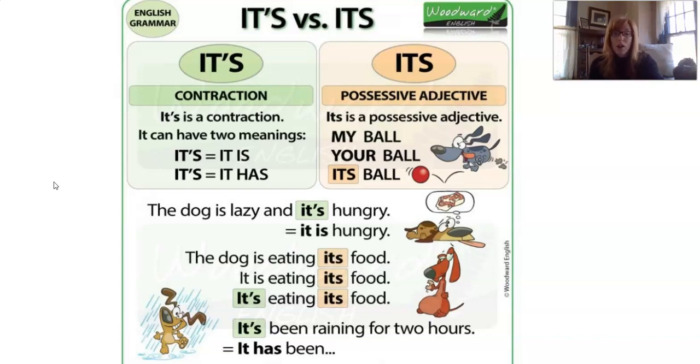So if you look right below, they've taken the its and they've replaced it with the words it is, which is how you tell if it's a contraction. The dog is lazy and it is hungry.